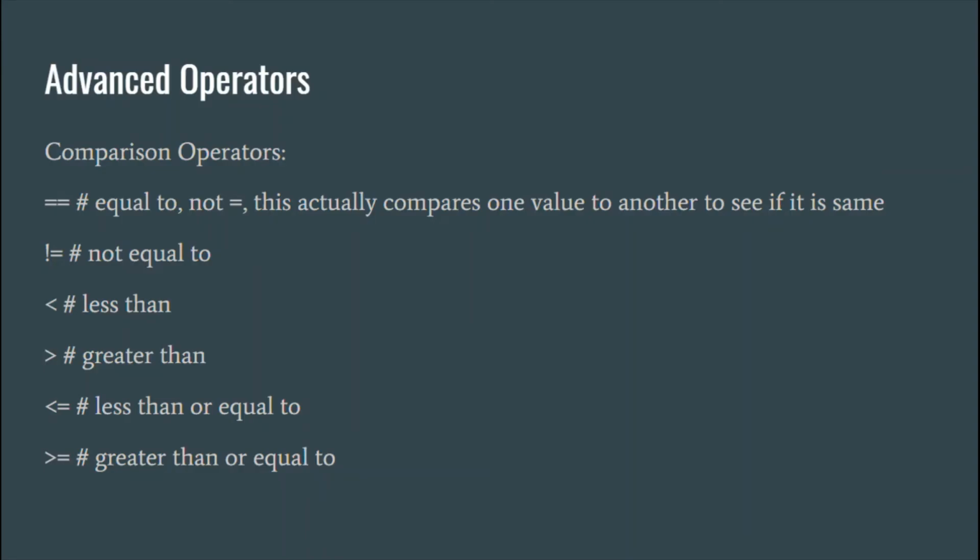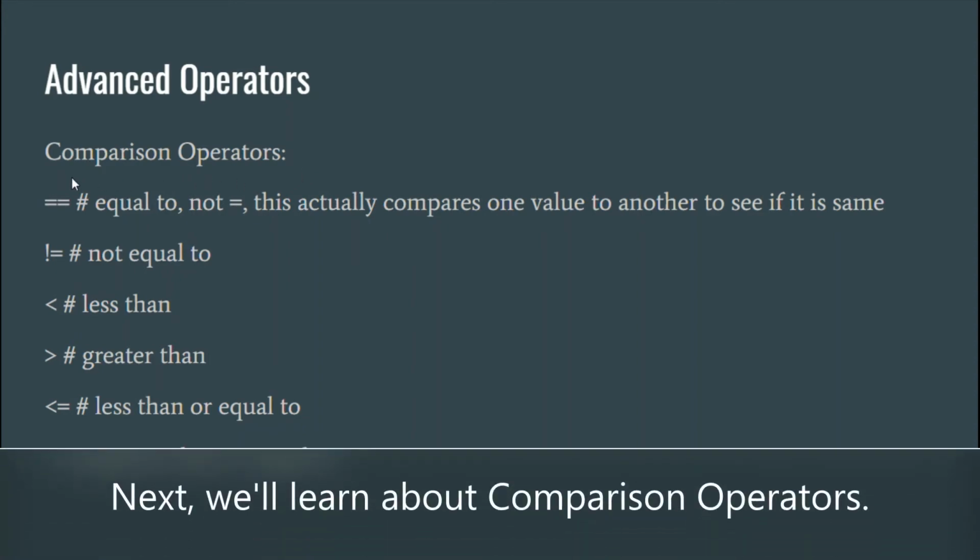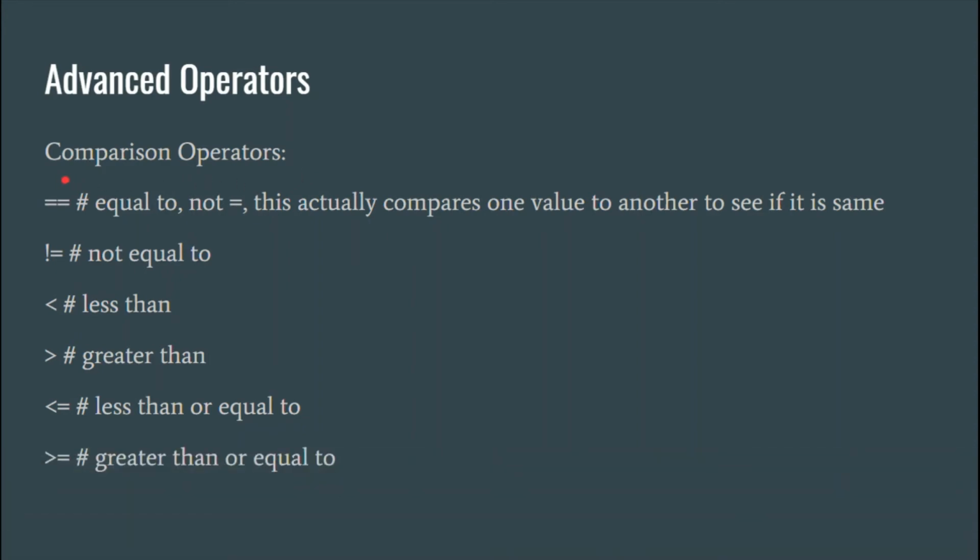Now let's take a look at a little more advanced operators. These operators we're going to be learning about are called comparison operators. The first one over here is the equal to operator. What this does is it checks if a number is equal to another number or if a string is exactly equal to another string.